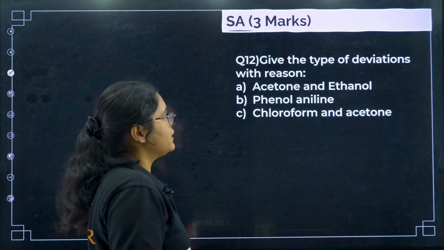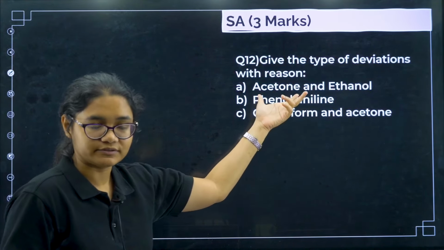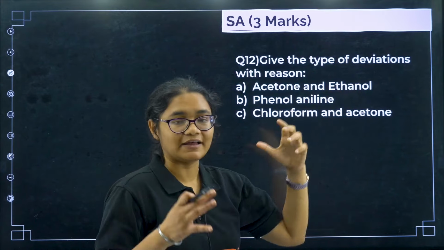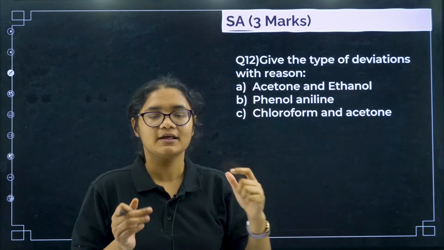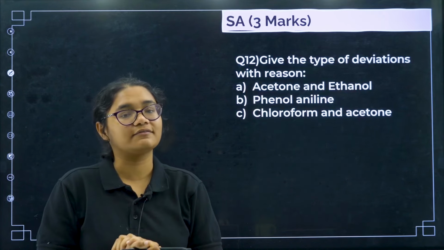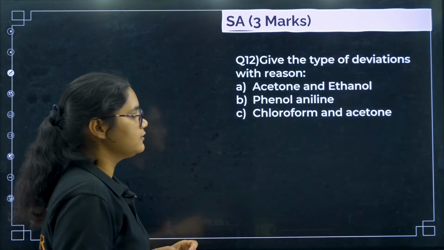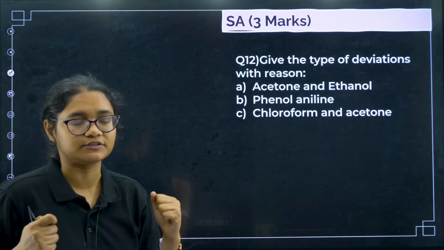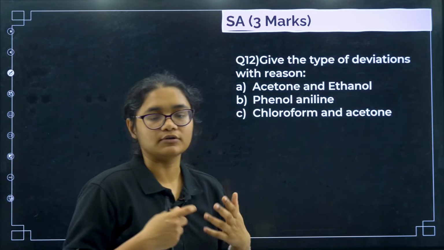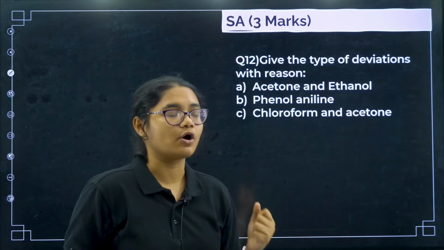Next, give the type of deviations with the reason. So acetone and ethanol will have positive deviation. Why? Because ethanol is having very strong hydrogen bonding, but when you put acetone in that, acetone and ethanol will not have that strong hydrogen bonding. Okay, so then phenol and aniline have negative deviation because of strong hydrogen bonding. Chloroform and acetone also have negative deviation because of strong bonding.